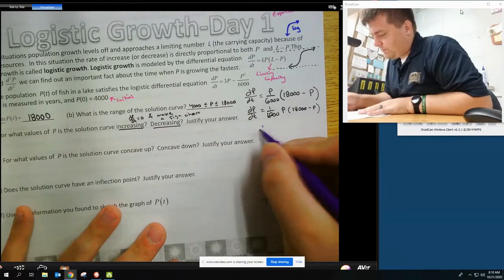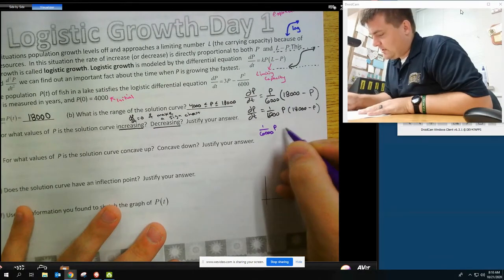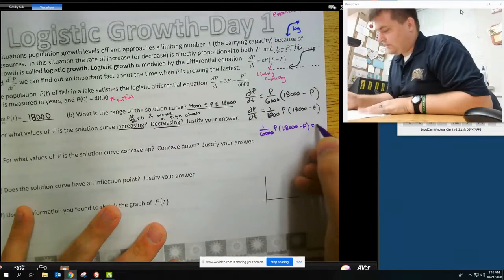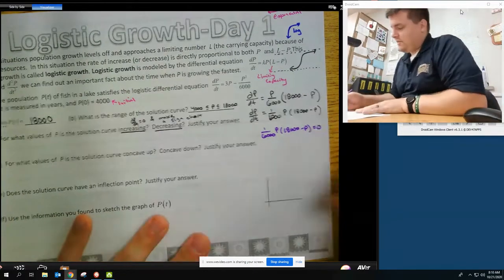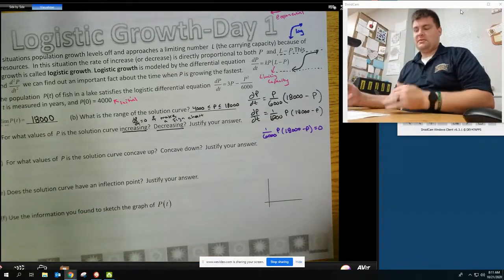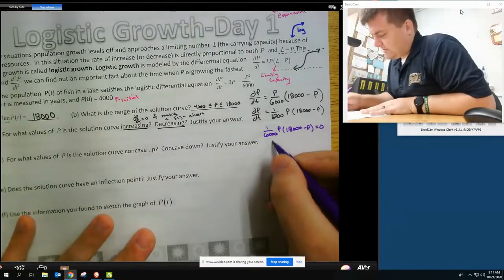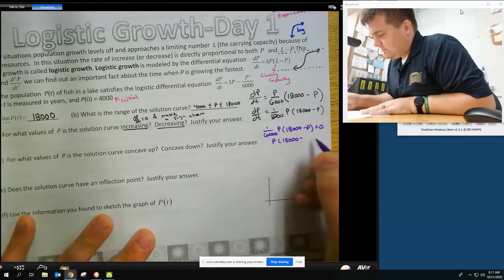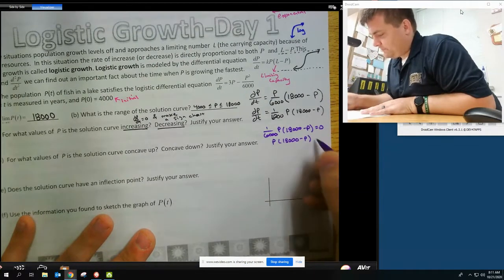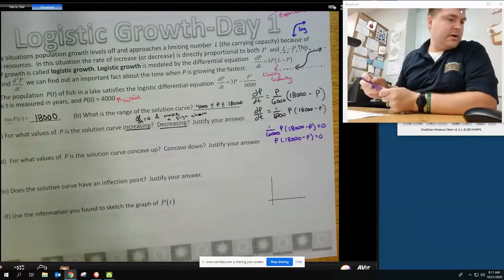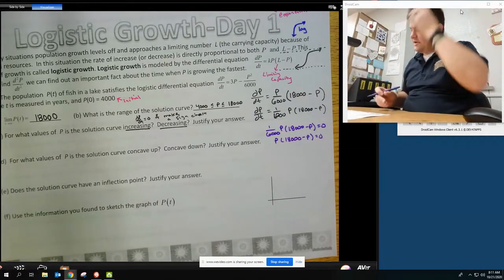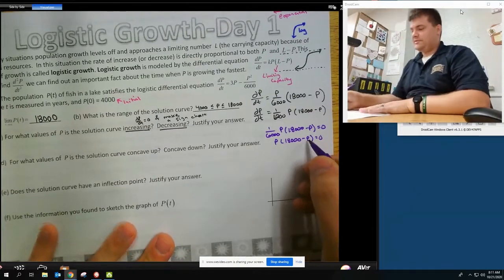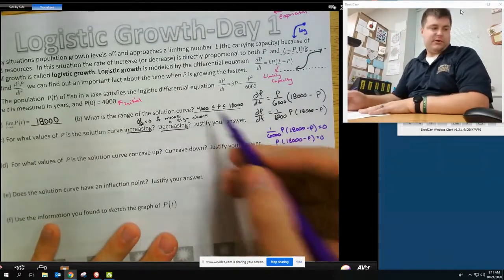So I'm going to get 1 over 6,000 P times (18,000 minus P), and set that equal to 0. The 6,000 goes away because I multiply both sides by 6,000. So I'm going to get P times (18,000 minus P) equals 0. As you can see, I get P values of 0 and 18,000, but 0 is not in my range, so I'm not going to worry about that.